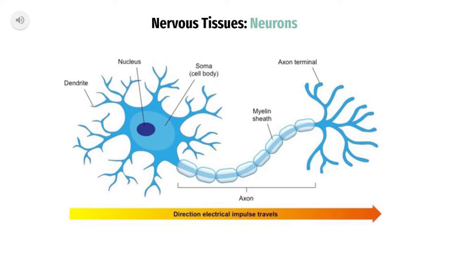The main part of the cell that carries the general functions of the neuron is the cell body, which is shown on the left side of the figure. Next is the dendrites, which are extensions or processes of the cytoplasm that carry impulses to the cell body. And lastly, we have the axon, which are extensions or processes which carry the impulses away from the cell body, as shown in the center of the figure. So the arrow on the bottom of the figure shows the direction of the electrical impulse travel, which is away from the cell body towards the axon terminal.